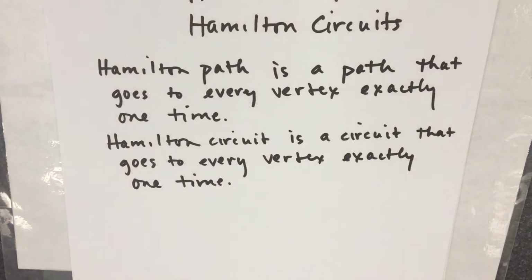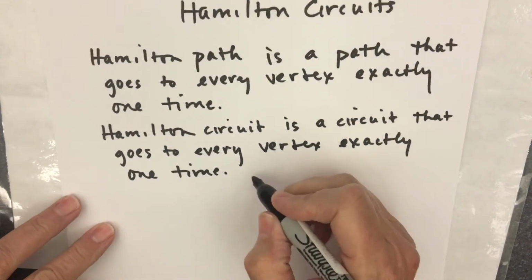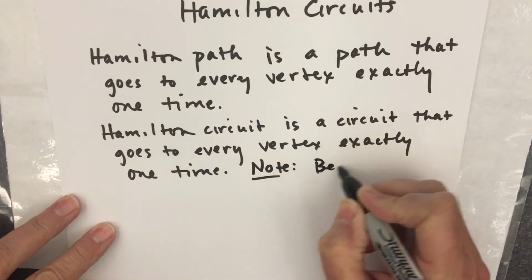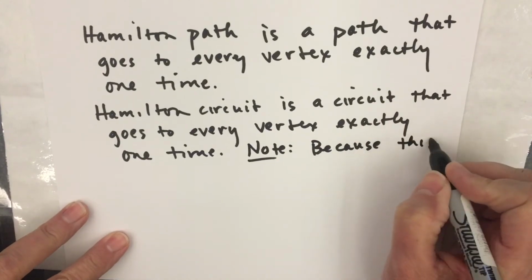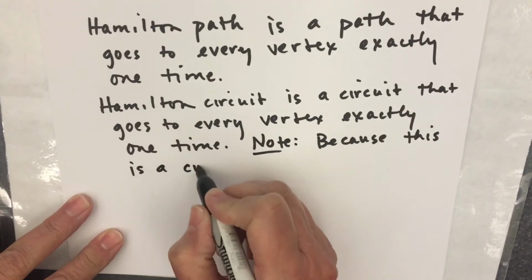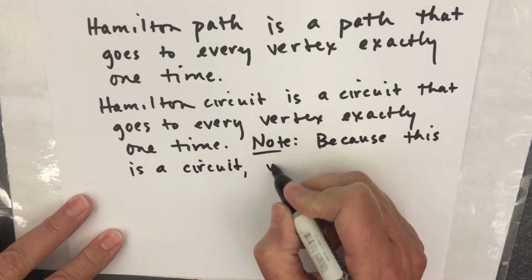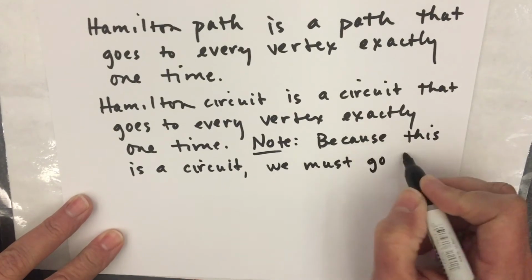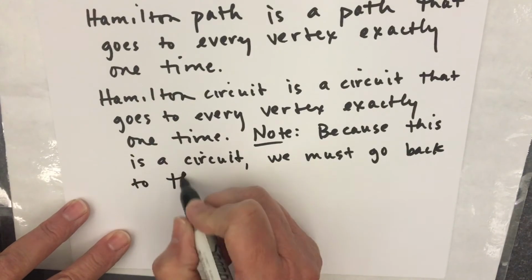I'll never forget, it's been a few years, but I had some students in class and they disagreed with this, because what does a circuit have to do? It's got to close up. You've got to go back to the one you started on. So the disagreement was, you're going to the one you started with at the end, so you're going to that one twice. So we've got to make that little note that that's okay. Because this is a circuit, we must go back to the beginning vertex.